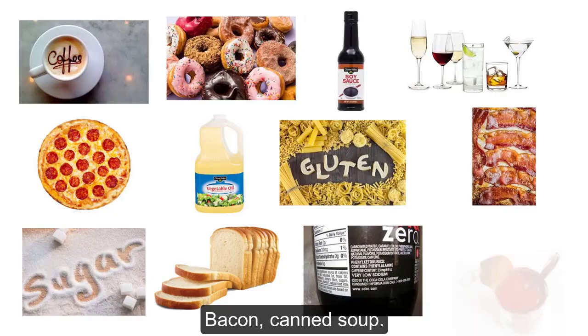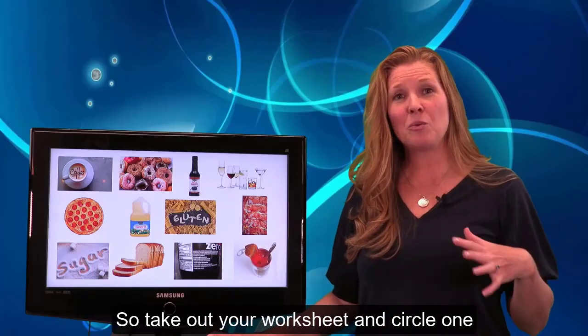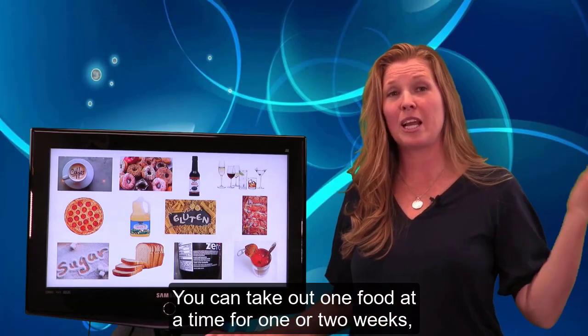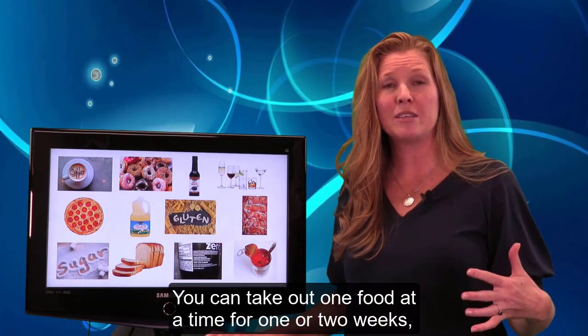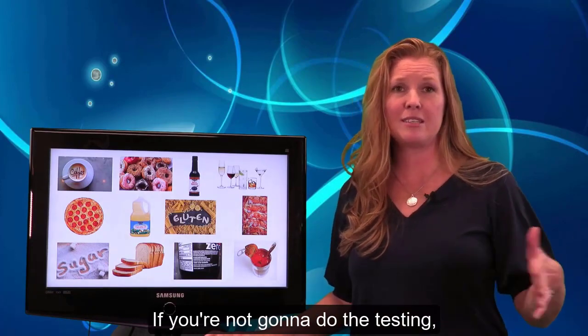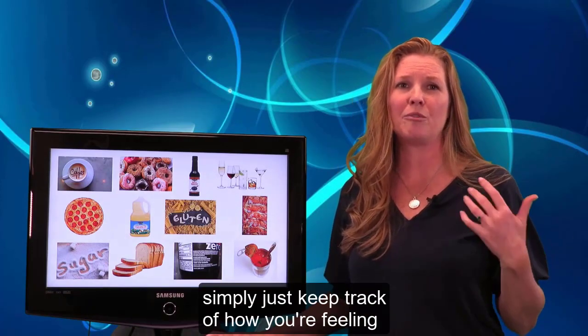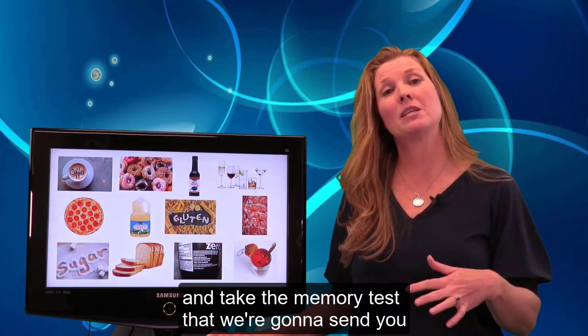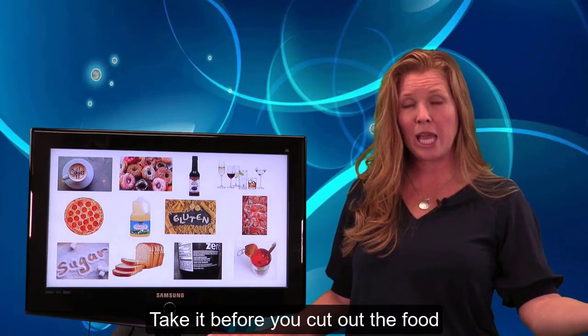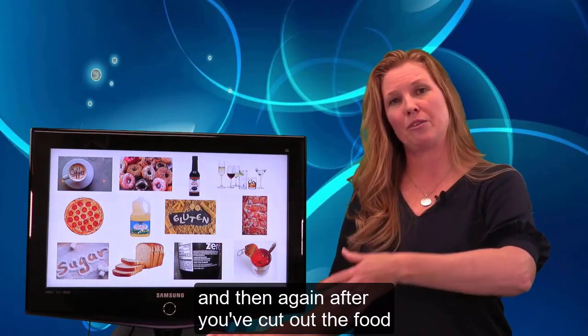Bacon, canned soup. So take out your worksheet and circle 1 or 2 of these that you're going to take out. You can take out 1 food at a time for 1 or 2 weeks. See how it affects your cortisol and inflammation levels. If you're not going to do the testing, simply just keep track of how you're feeling and take the memory test that we're going to send you in the follow-up email as well. Take it before you cut out the food and then again after you've cut out the food for a couple weeks.